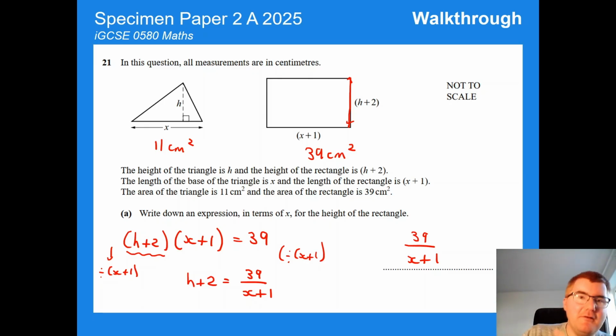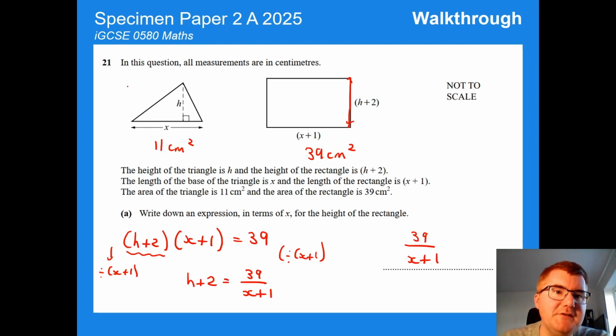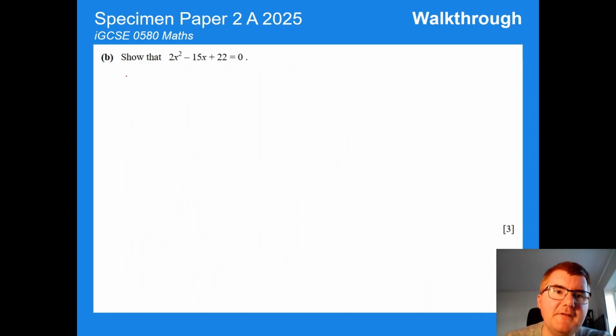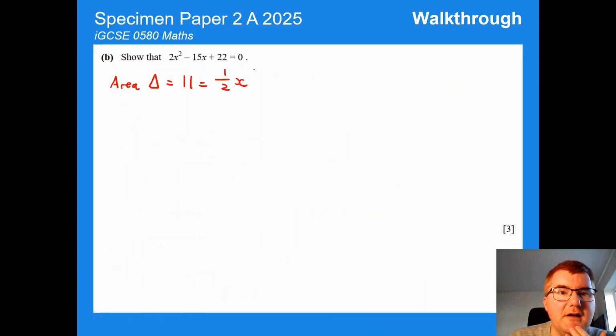The second part, however, is a bit more complicated because somehow we need to find this quadratic here. Now, generally we haven't used the information for the triangle yet, so this will be my next focus. And notice the formula for the area of a triangle, so area of a triangle, which we know is equal to 11, is equal to a half base times height, so a half x times h.